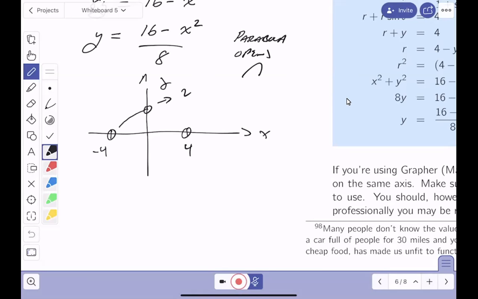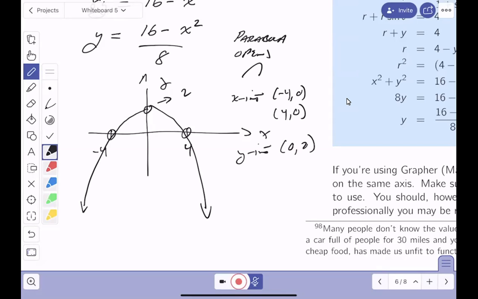And what does the parabola look like? This over here. Let me write down the x-intercepts for you. The x-intercepts are going to be (minus 4, 0). The other x-intercept is (4, 0). The y-intercept, what's that going to be? (0, 2). What's the vertex? (0, 2). Axis of symmetry, if I want to put that down, that's going to be x equals 0.